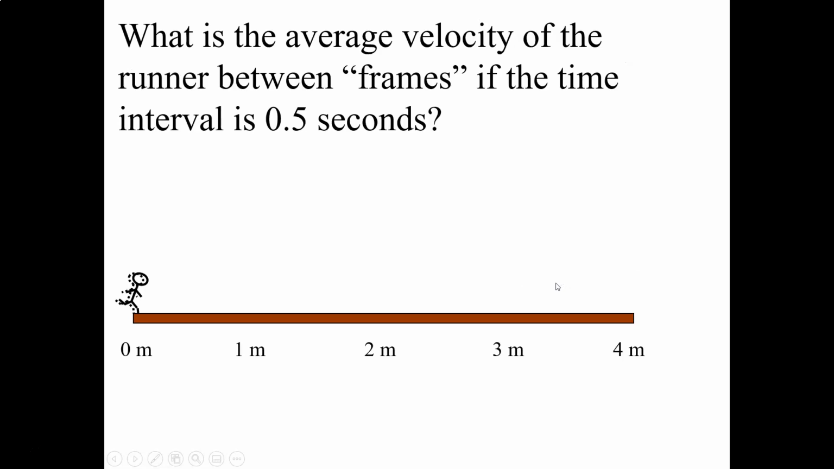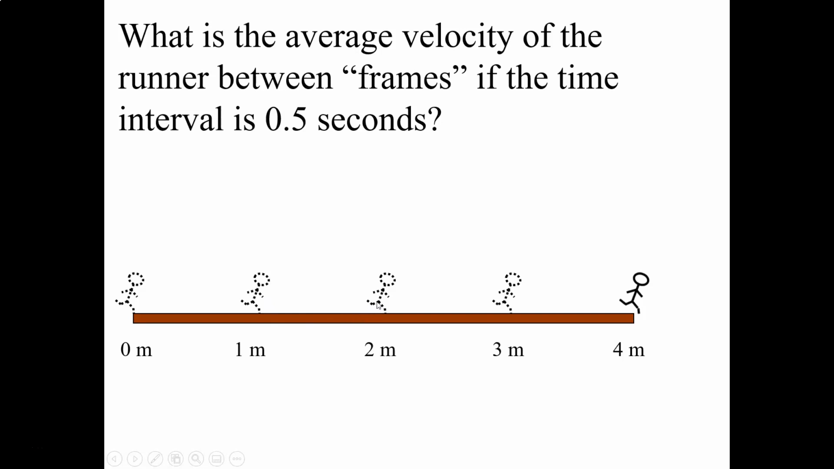So if I were to look at my runner again, and I wanted to figure out the average velocity, and I know that the time interval is a half a second. So between 0 and 1 meter, that took a half a second. So 1 meter divided by half a second is 2 meters per second.